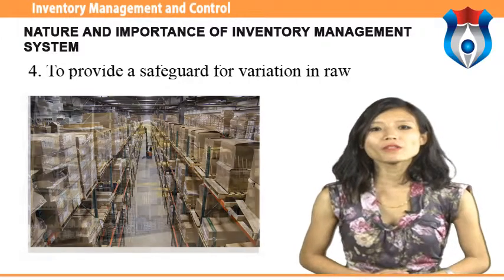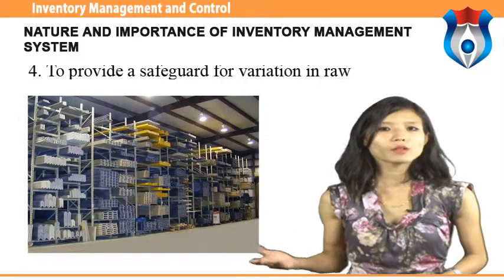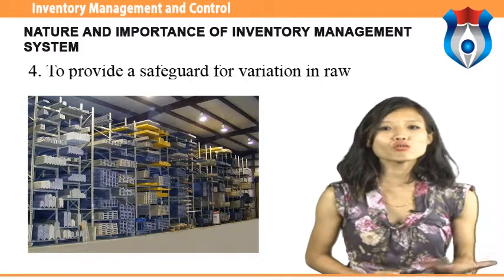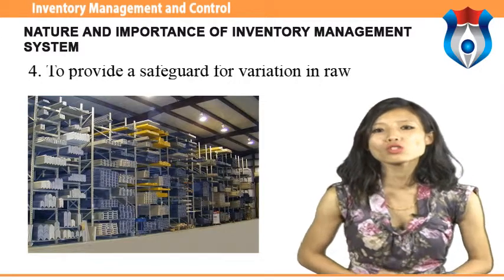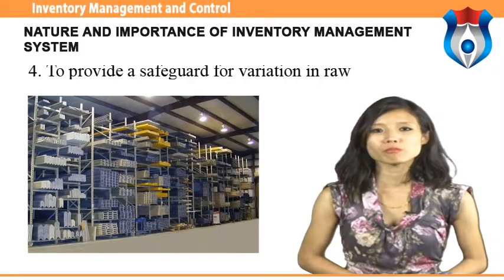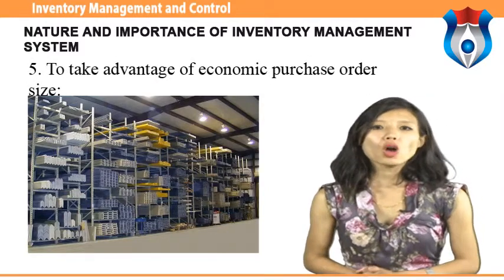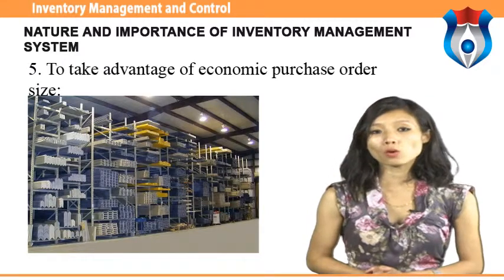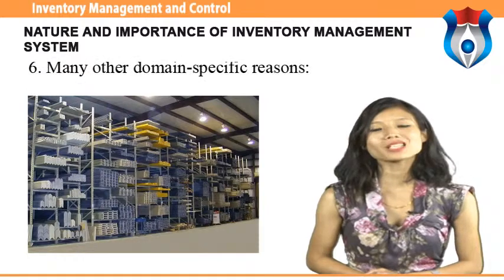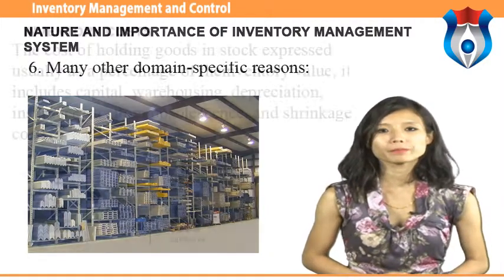When material is ordered from a vendor, delays can occur for a variety of reasons: normal variation in shipping time, shortage of material at the vendor's plant causing backlogs, an unexpected strike at the vendor's plant or at one of the shipping companies, a lost order, or a shipment of incorrect or defective material. To take advantage of economic purchase order size. There are costs to place an order: labor, phone calls, typing, postage and so on. Many other domain-specific reasons. Depending on the situation, inventory may need to be carried.